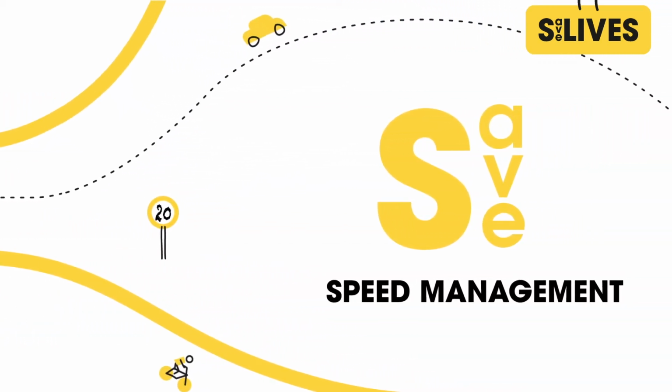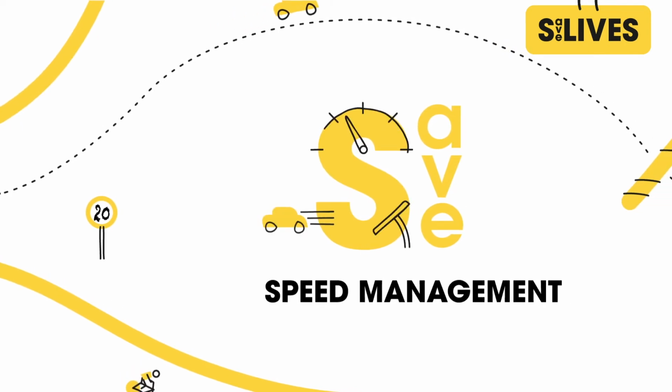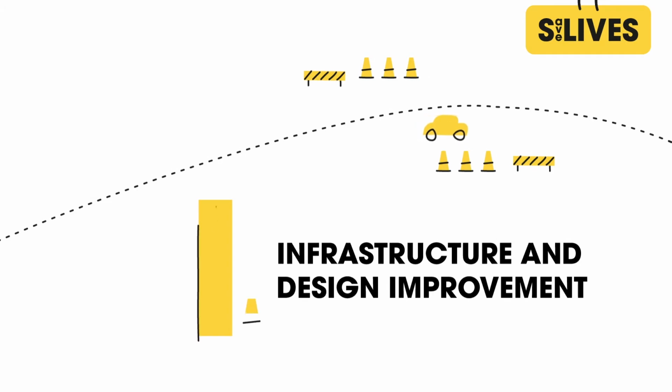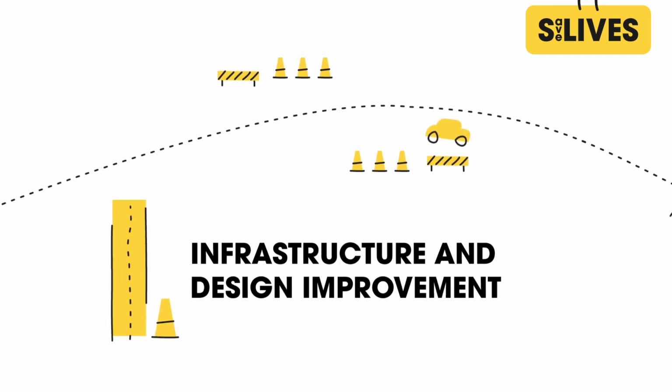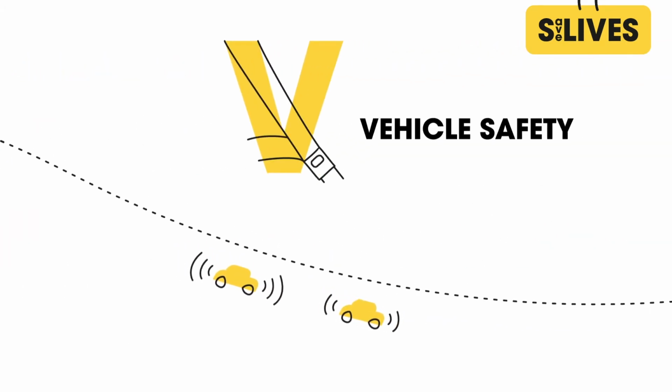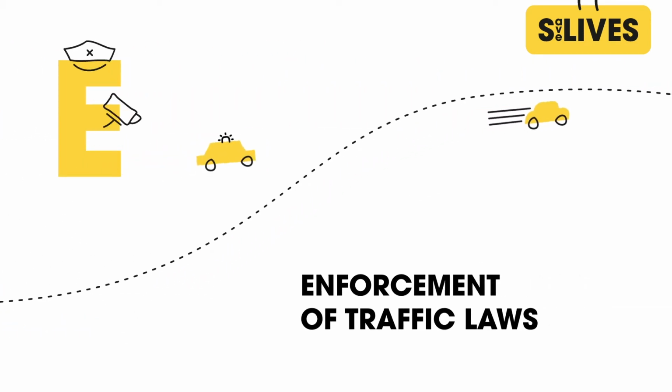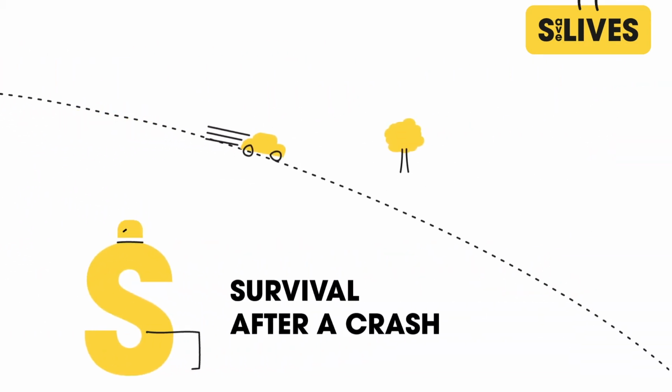These are S, as in speed management, L, as in leadership, I, as in infrastructure design and improvement, V, as in vehicle safety standards, E, as in enforcement of road traffic laws, and S, as in survival after a crash.